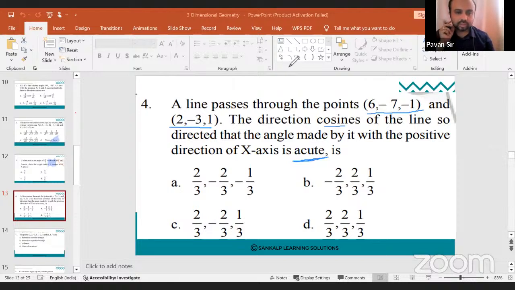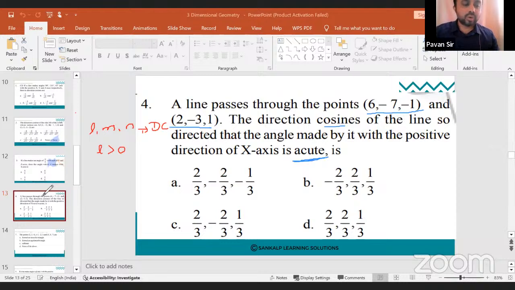Okay, let me start. Now, try to understand. Direction cosines are given, so let us consider what the direction cosines are. I will write L, M, N as the direction cosines, DC in short. When the line makes an acute angle with the positive direction of the x-axis, L must be greater than 0. This is the condition. Otherwise, it is not making an acute angle with the x-axis, because the cosine is 0 at 90 degrees.